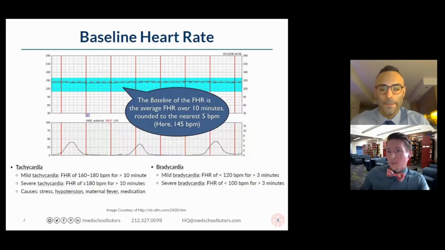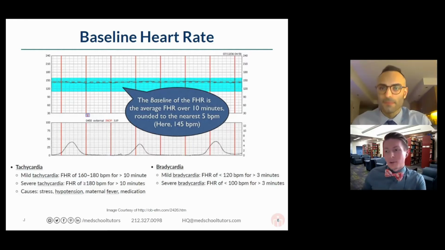Bouncing away from that a little bit, when we talk about the baseline fetal heart rate, like we said, we're expecting somewhere around 110 to 160. Generally speaking, tachycardia is anything over 160, and bradycardia is anything under 110. The basic idea that we're looking for here, though, is that the fetal heart rate has to be either tachycardic or bradycardic for a pretty good amount of time.